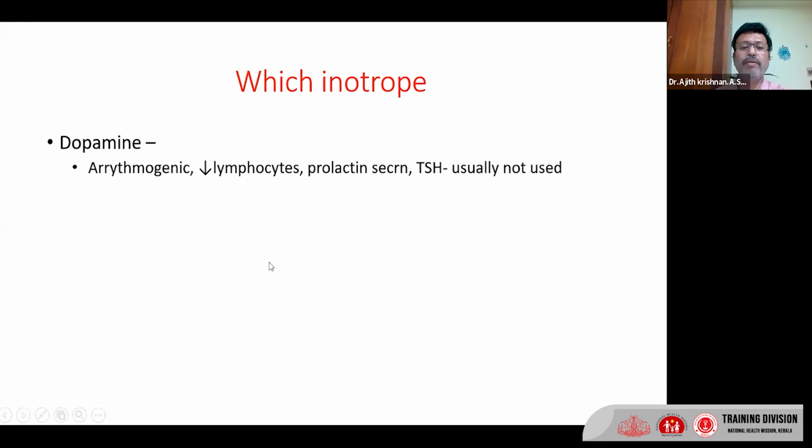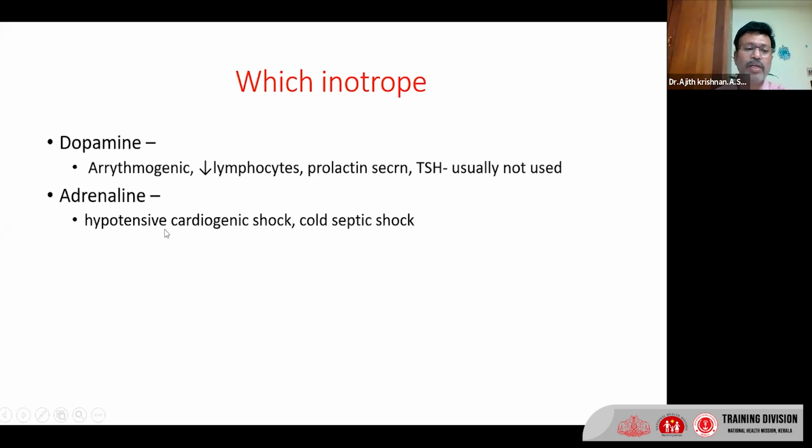Dopamine usually is not used because it is arrhythmogenic, decreases the lymphocytes, prolactin secretion, and TSH. And it is dose dependent. In a dose where it produces an increase in cardiac contractility, it will produce vasoconstriction also. So dopamine is now not used in intensive care units nowadays. The drug usually used is adrenaline. So when there is a cold septic shock, you will give adrenaline.